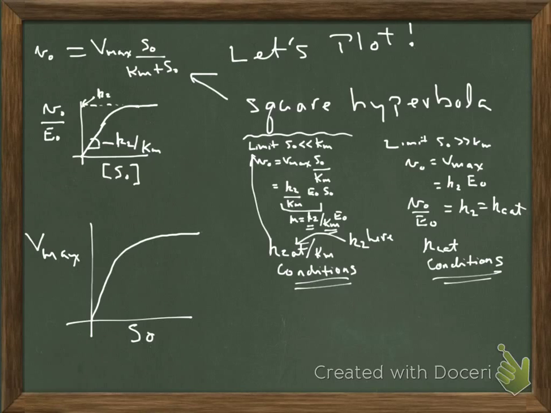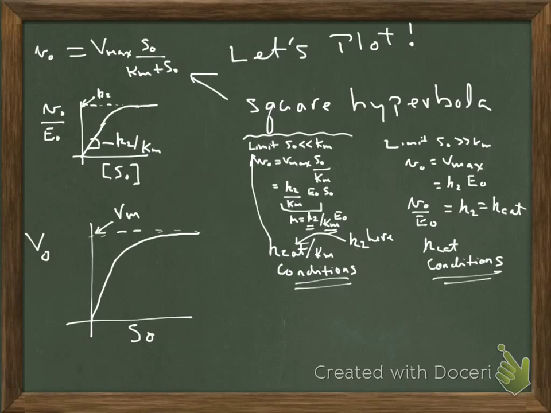Sorry, not Vmax. My bad, V naught. So forgiving. Alright, and so this is the fastest it can go. That's called an asymptote. This is Vmax.